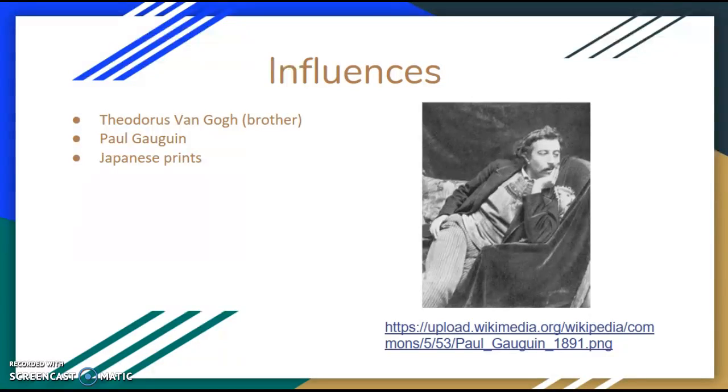Influences. His influences were Theodore Van Gogh, his younger brother, Paul Gauguin, and Japanese prints. And to the right is a depiction of Paul Gauguin. Theodore Van Gogh financially supported Vincent van Gogh's artistic projects. Paul Gauguin was Van Gogh's best friend, and he was a French post-impressionist artist. Van Gogh was greatly impacted by Japanese prints, and he also incorporated dark colors within his works that resembled Japanese prints.